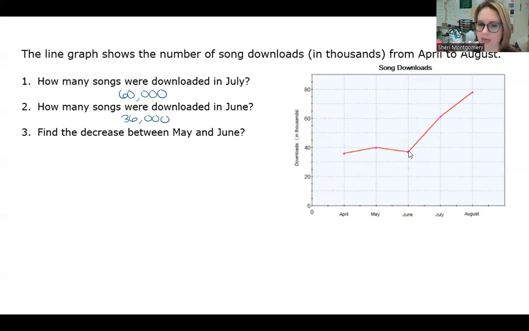So in May, we have how much? 40. So I'm just going to do 40 and then minus 36 to figure out that we have how many? 4,000.